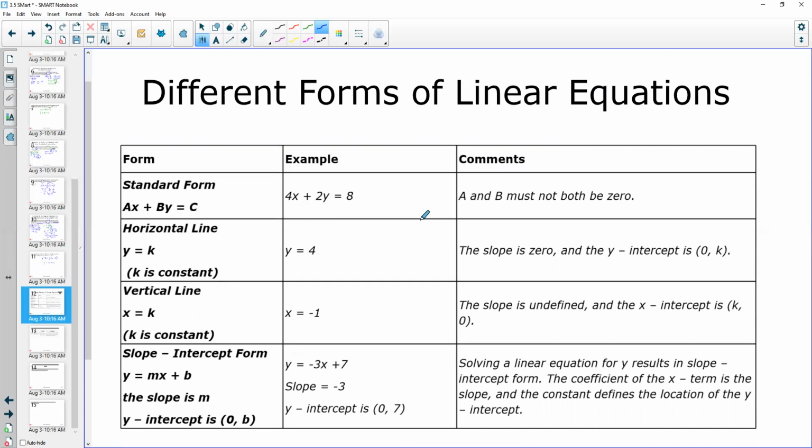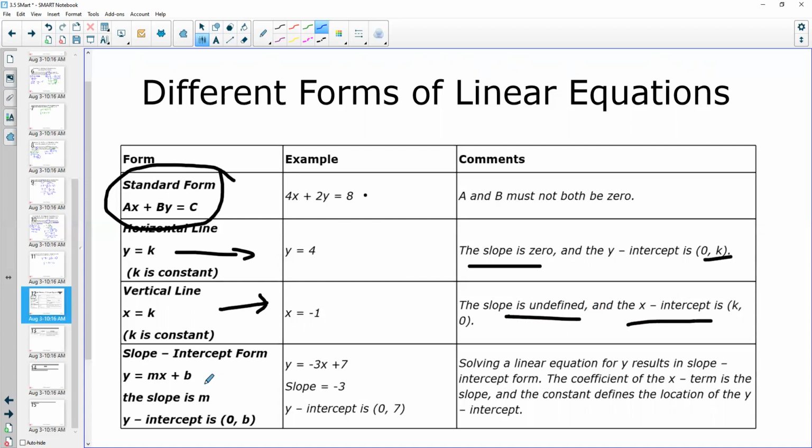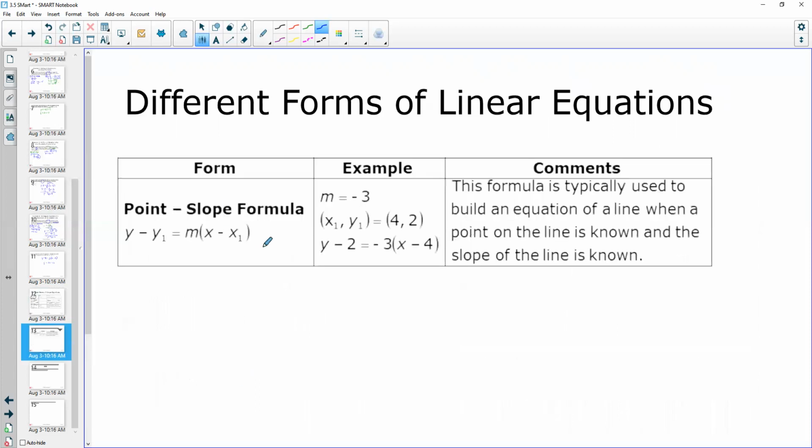Standard form is ax plus by equals c, and it gives you an example. A horizontal line, something like y equals 4, has slope 0 and y-intercept (0, k). A vertical line is something like x equals 1, with undefined slope, and the x-intercept is (k, 0). And then this is slope-intercept form and all of the details. And then the next slide is point slope form and all the details. Super handy to have in your pocket.